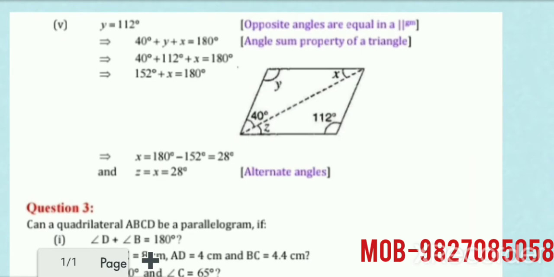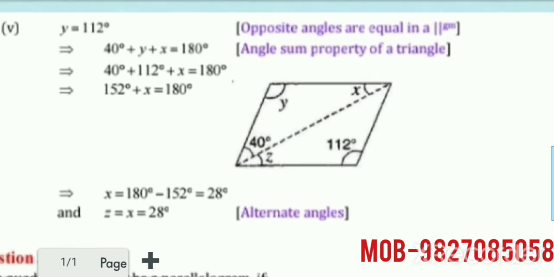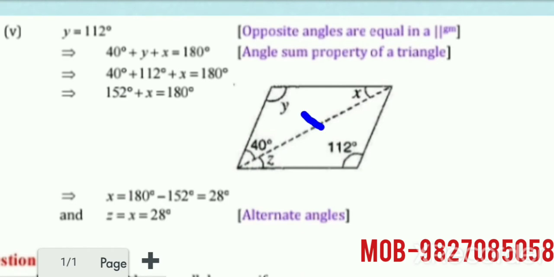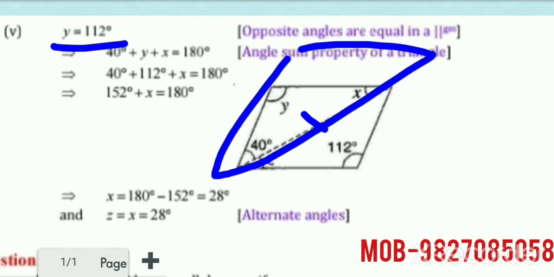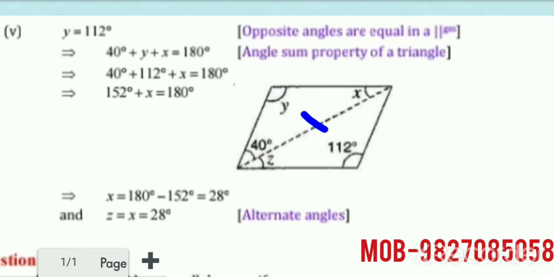So here angle y, they are opposite angles, so y is equal to 112. Okay. And again this is 112, and this makes a triangle, so we know that the sum of all interior angles of a triangle is 180, so we get the value of x is equal to 28. So here this is 28, so these are also equal. It means x and z are equal because they are alternate angles.